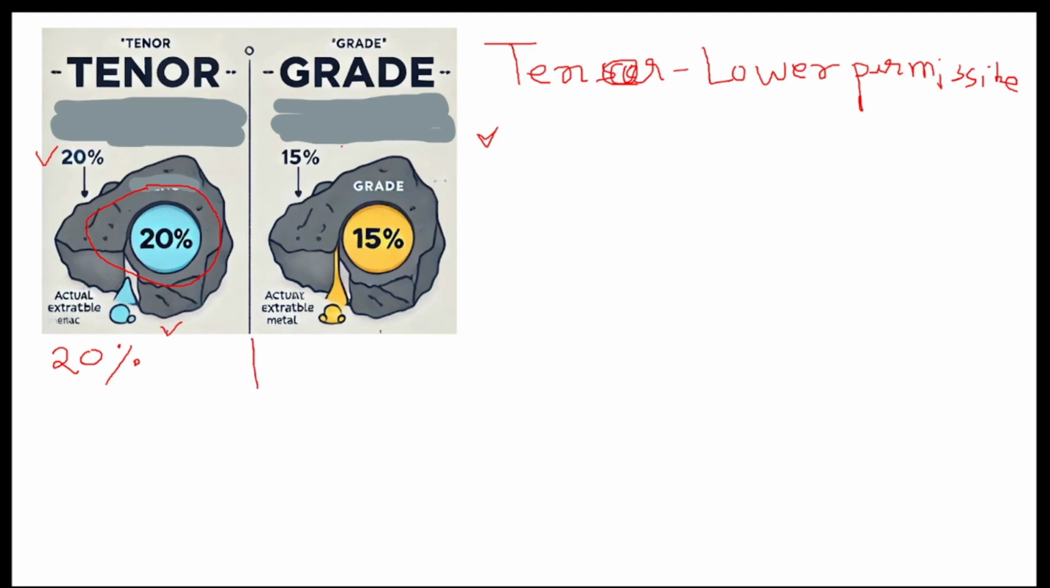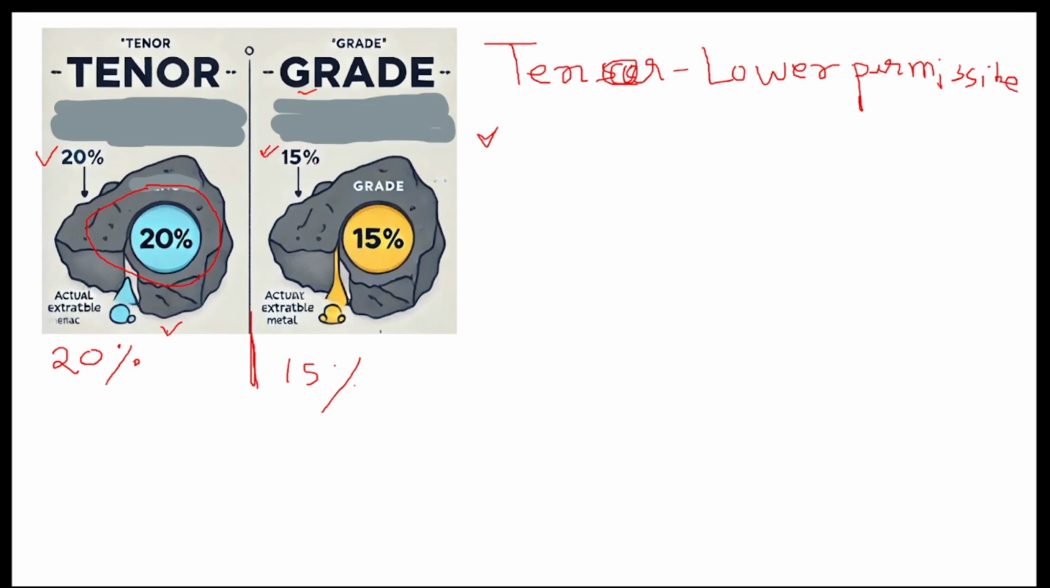On the other hand, after processing, that means after removing all the gangue and unwanted material, we come to know that the calculated or real-time concentration of the metallic content is 15%. So we see that the tenor is more towards the theoretical or estimated value, but grade is the real or measurable concentration after testing or processing. So after processing, we get a 15% grade.